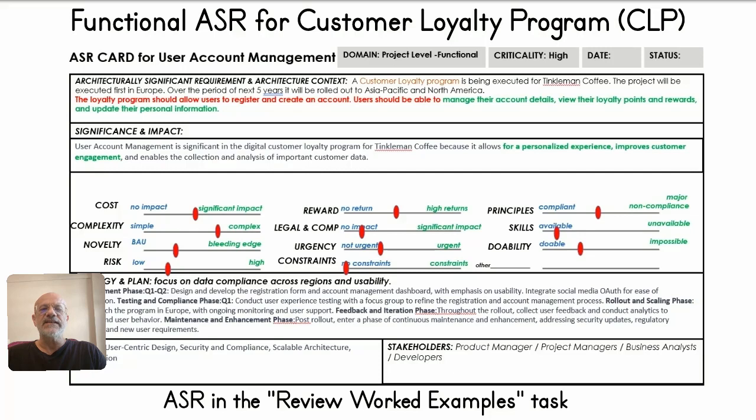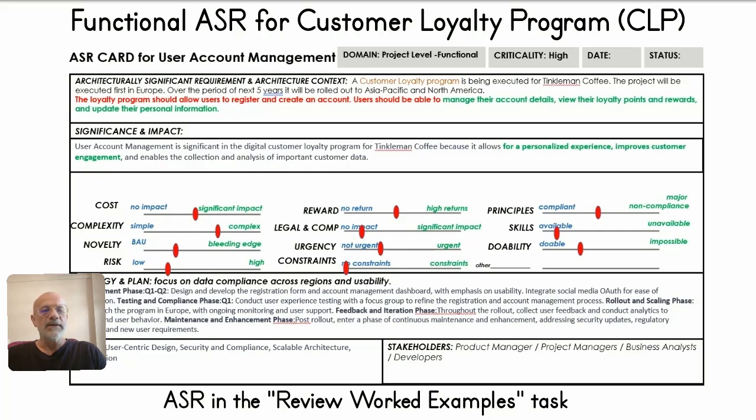Cost, complexity, novelty, etc., are parameters used to describe the impact of the ASR. For example, cost of implementing it can be on a scale between low to high. These can be used to strategize and plan the ASR's development, whether immediate or deferred, or even whether it needs to be built. The strategy and plan is expressed across phases and a timeline.